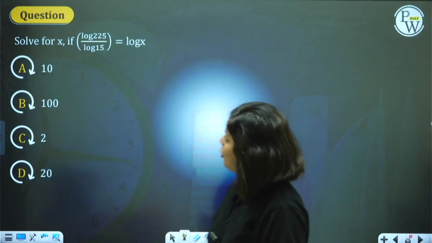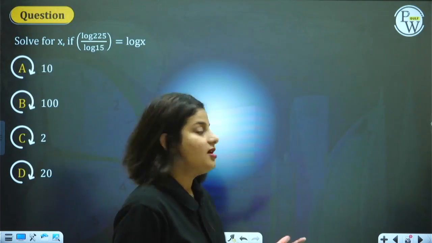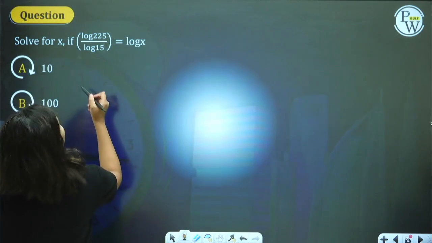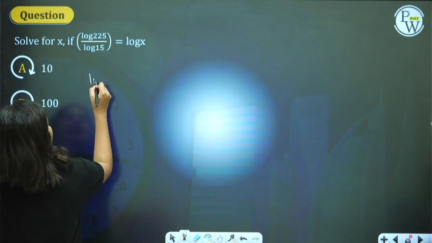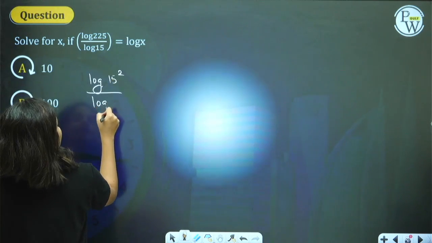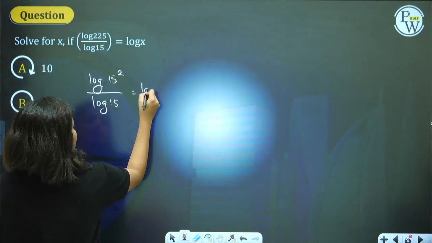Solve for x. Log 225 upon log 15 is equal to log x. What is the value of x? Okay, log 225 can be written as log 15 square upon log 15 is equal to log x.